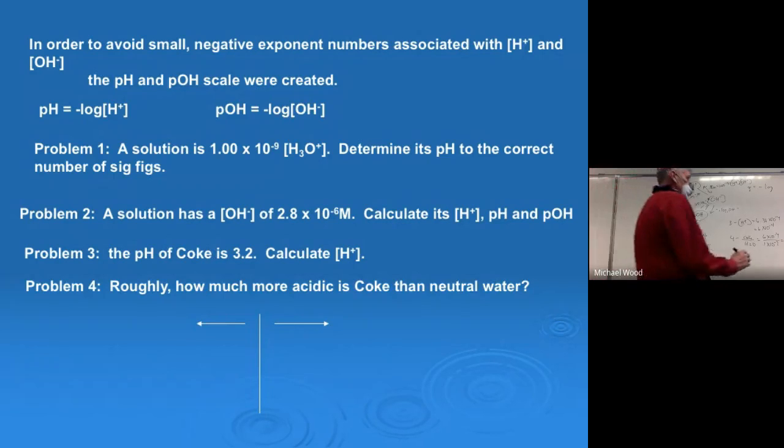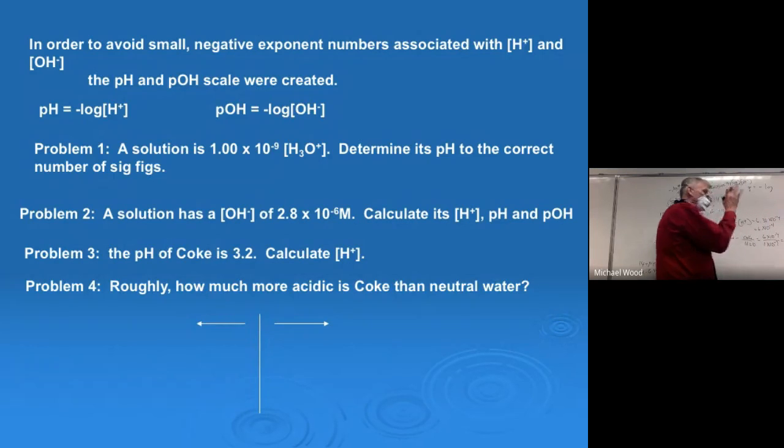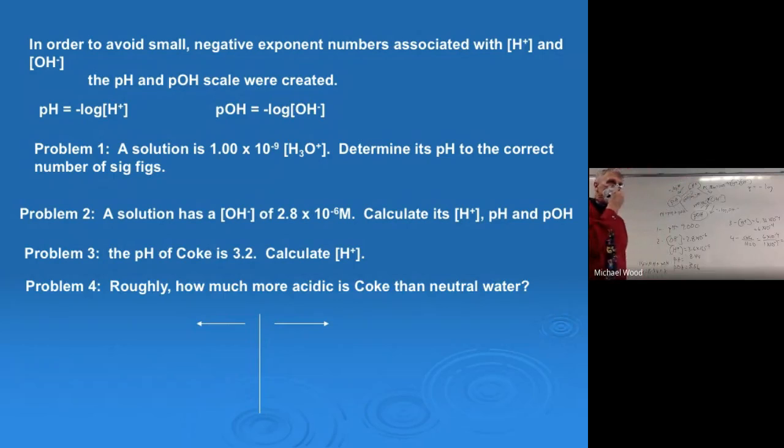So that's 6,000 times more acidic. Technically the rule is for a difference of 1 in pH, a difference of 1 is 10 times stronger. So a difference of 2 is 100 times stronger, 3 is 1,000 times stronger.